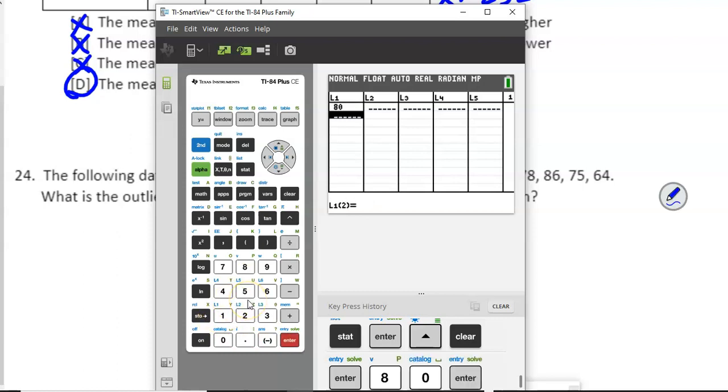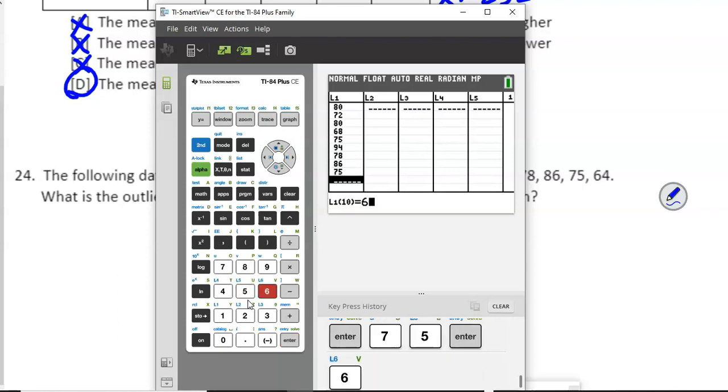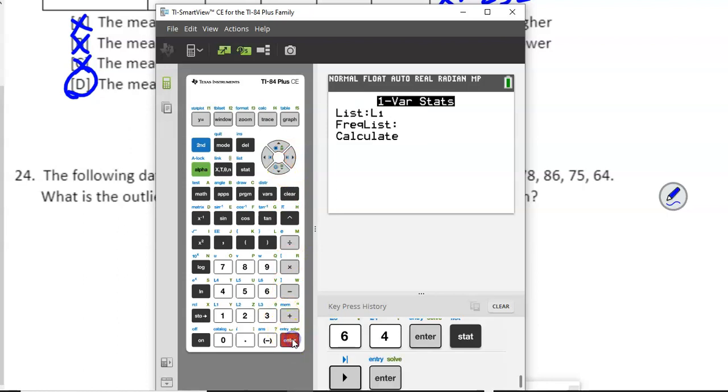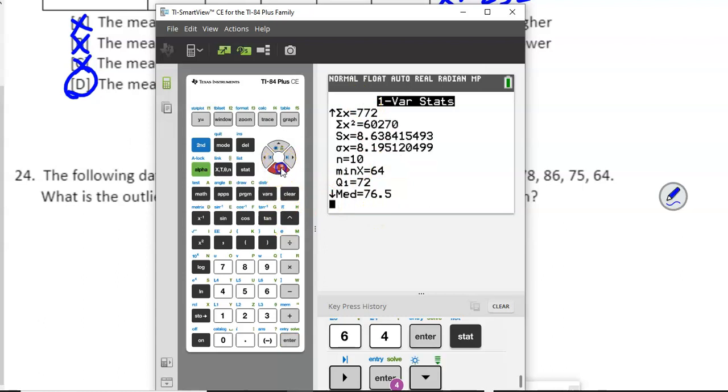So I'm putting in 80, 72, 80, 68, 75, 94, 78, 86, 75, and 64. Okay, so let's go back here to stat and over to calc. So we're going to pull several data points here, okay? So we're going to pull the mean and the standard deviation. We're going to pull Q1 and Q3, okay? So we're going to have to scroll down to see Q3. There it is. So we're going to pull mean, standard deviation, Q1, Q3, okay?